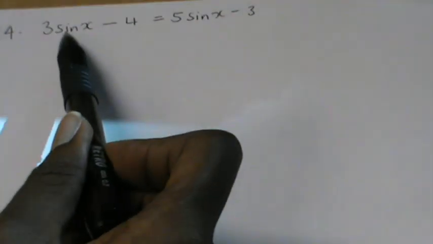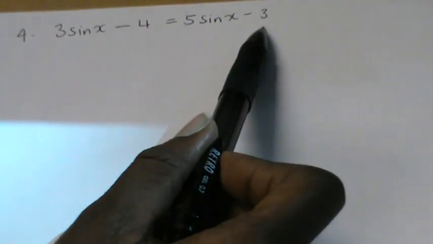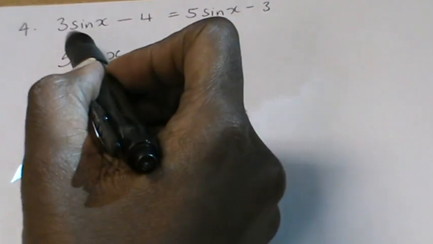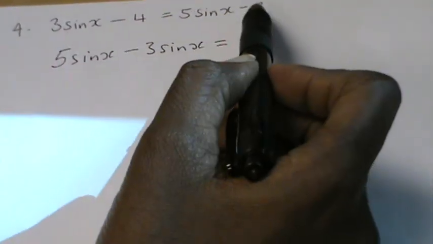So I will collect all the terms with sine x on one side and then all the terms without sine x on the other side. Okay, so let's do that. I will take this one over there and then this will go that side. So I should have this. This is 5 sine x, and then we said this goes that side, so it is minus 3 sine x, and then the minus 3 comes to this side, so I have minus 4 plus 3.